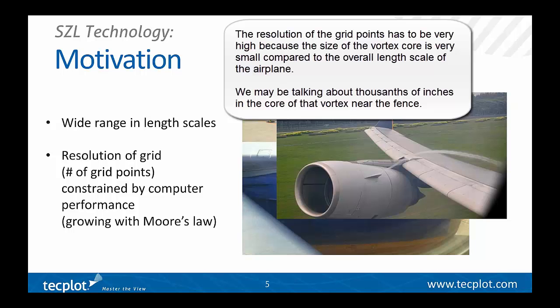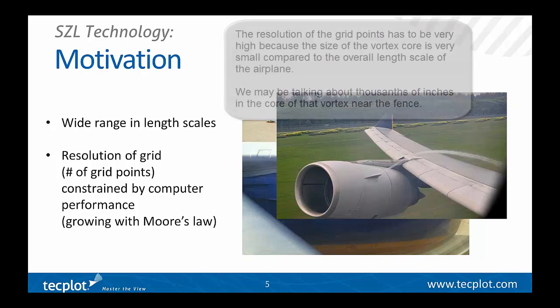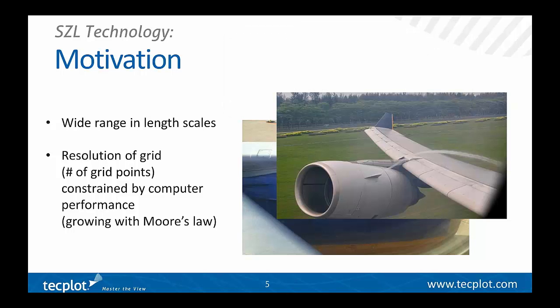You may be talking thousandths of inches in the core of that vortex near the fins, whereas you're talking tens of meters for the size of the airplane, and you have to resolve all those length scales, and that means you need a lot of grid. In fact, the grid size has been growing with Moore's Law and will continue to grow with Moore's Law, so doubling every 18 months.